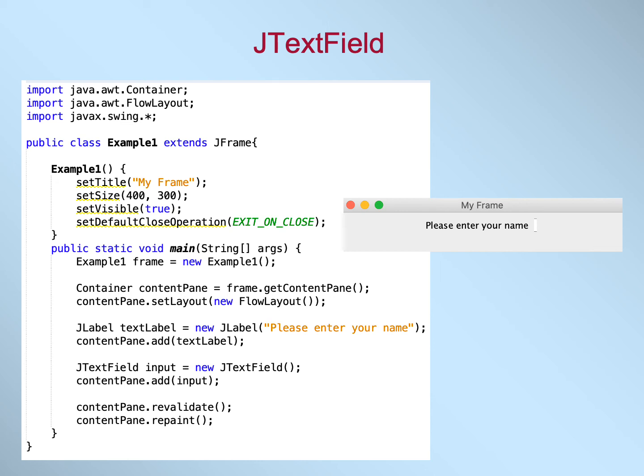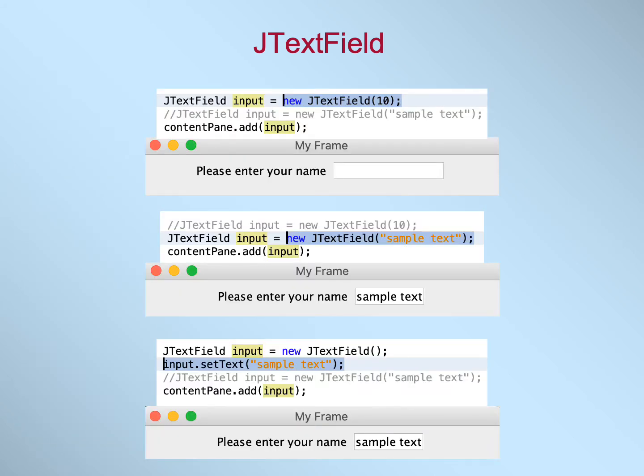So if we run this, the screenshot is what will appear. You can see that the text field is that tiny white box. To ensure that we have some space in our text field, we can write it as JTextField input equal to new JTextField(10). So this number 10 refers to how many columns we want our JTextField to have. If we run this code, it will show you the output as shown.